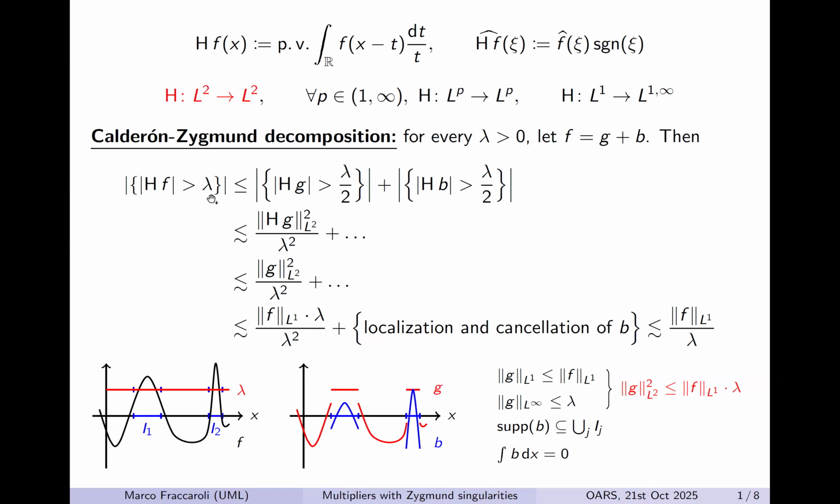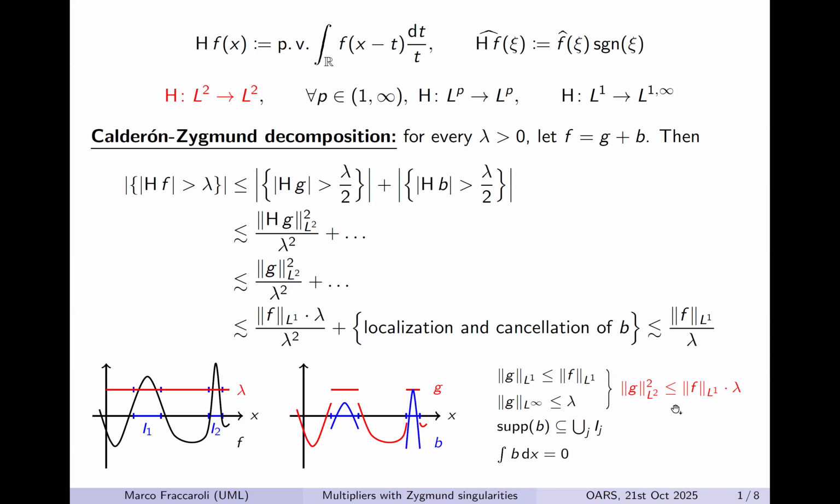So of course we want to look at the level set of the Hilbert transform of f. And since the Hilbert transform is a linear operator, we can separate and look separately at the superlevel sets of HG and HB. And let's work with the superlevel set of G. We can use Chebyshev to estimate with the L2 norm of the Hilbert transform of G over the level. And now we can apply the simple L2 estimate to HG to control it with the L2 norm of G over lambda squared.